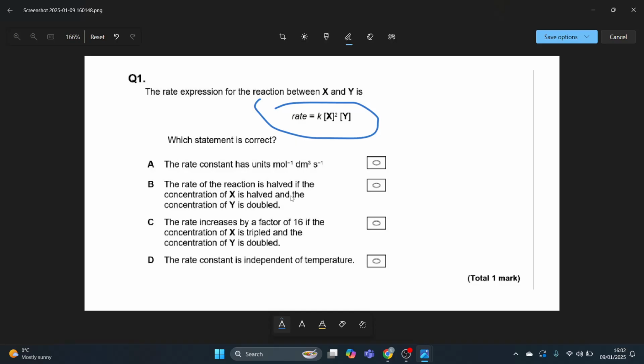Now before I even do the calculation required to do that, it's not too difficult. I am exaggerating a bit. I can eliminate D because the rate constant is independent of temperature. Kc, Kp, the rate constant is always dependent on temperature. If the temperature increases, what will happen? So the idea that the rate constant is independent of temperature, that statement is false. So it can't be correct. So now we're left with A, B, and C.